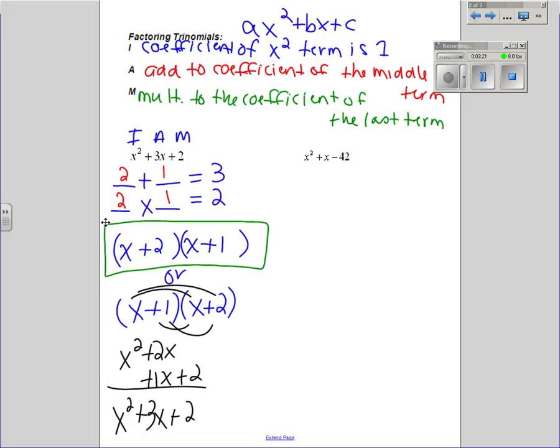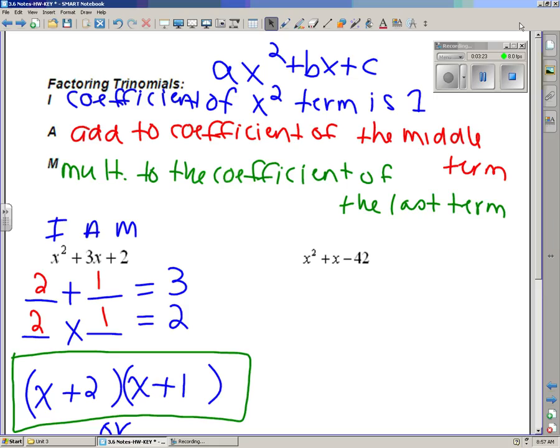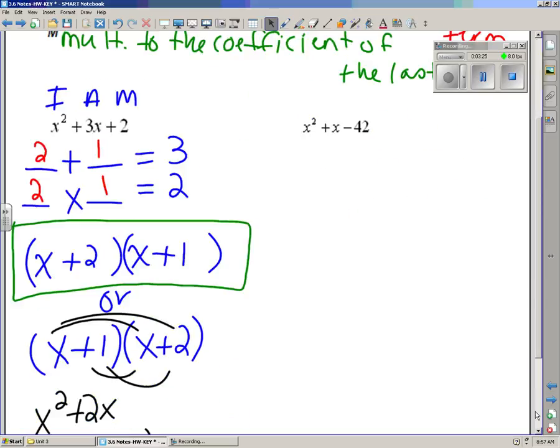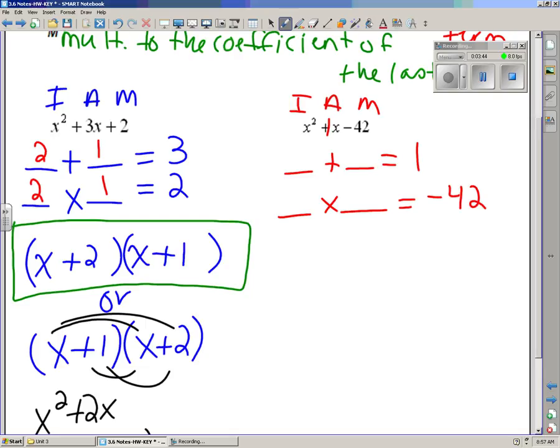So let's see if we can then figure out what we do for this next one. So it's 1x squared plus 1x minus 42. And I'm going to write above it I am. So I have to add two numbers that are going to give me a positive 1. At the same time, I have to multiply those two numbers to give me a negative 42.